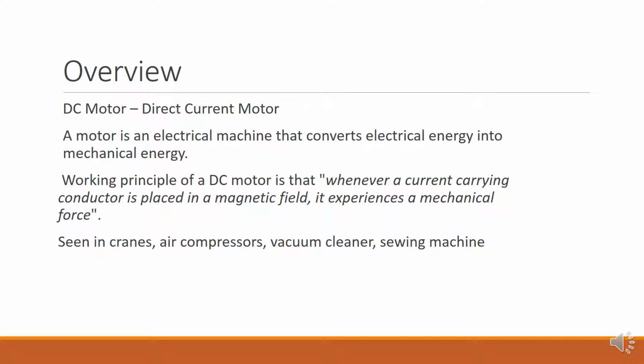The interaction between the mechanical and electrical fields produces a mechanical force, which essentially establishes the working principle of a DC motor.